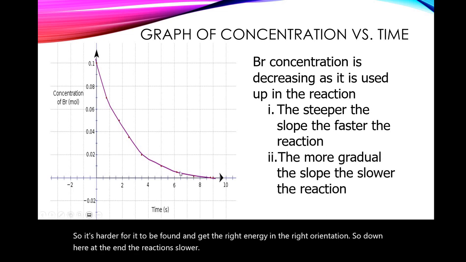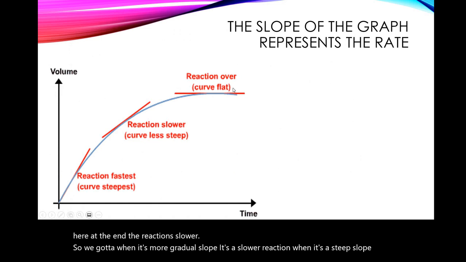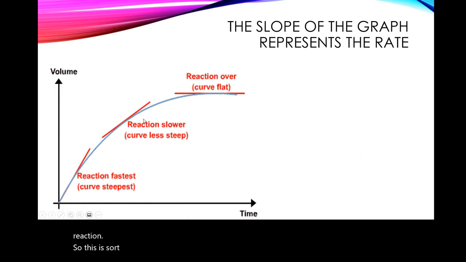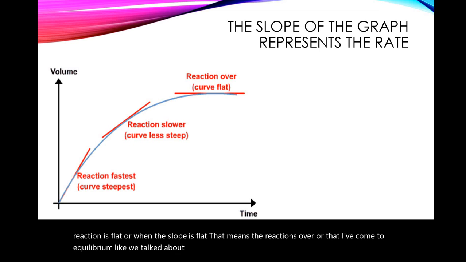So when it's a more gradual slope, it's a slower reaction. When it's a steep slope, faster reaction. So this is sort of what we're looking at here. We're looking at the slower reaction. When the slope is flat, that means the reaction's over, or that I've come to an equilibrium like we talked about last time. So when I hit a flat slope, my reaction has hit equilibrium.